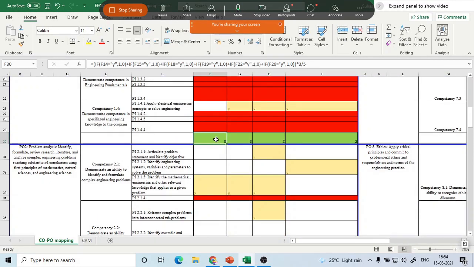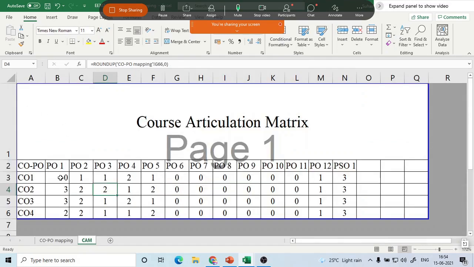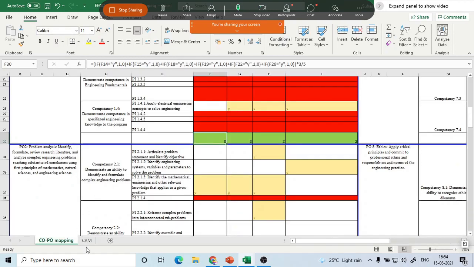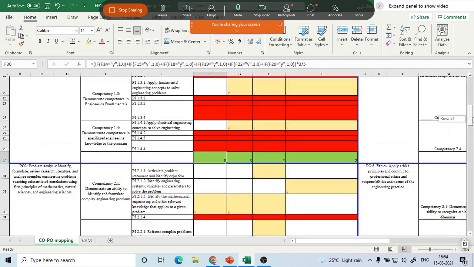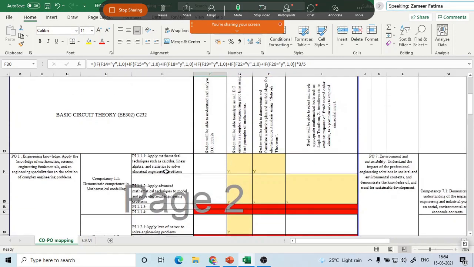Is it clear? This is nothing but an indicator which is connecting to the PO1. Then PO1 is now here. You can just look at it. Here it is coming to the 0. Is it clear? CO1 is connected to the PO1 as a 0 because I connected these two sheets like this. Okay? Okay, sir. Yes. Is it clear? Yes, sir.